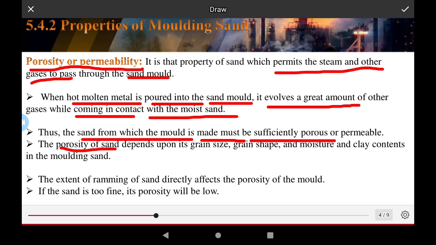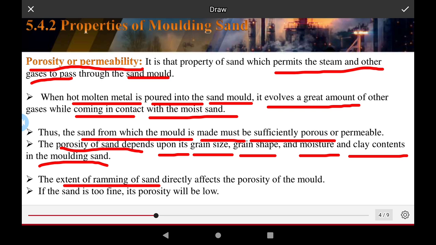The porosity of the sand depends on the grain size, grain shape, moisture and clay contents of the molding sand. The extent of ramming of the sand directly affects the porosity of the mold. If the sand is too fine, the porosity will be low.